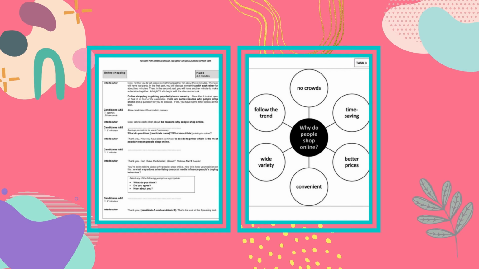After 2 minutes of discussion, the candidates are then given a further minute to make a decision connected to the theme of the task. For example, decide together which is the most popular reason people shop online. Then, the interlocutor will ask a further discussion question based on the same theme. For example, in what ways does advertising on social media influence people's buying behavior? And the candidates have a further 2 minutes to answer.